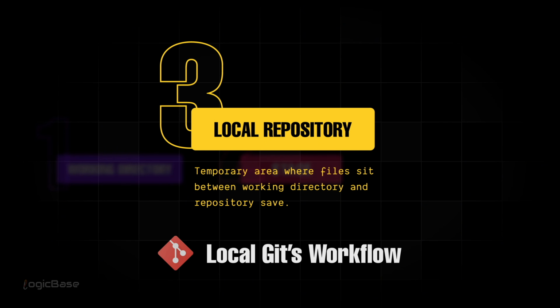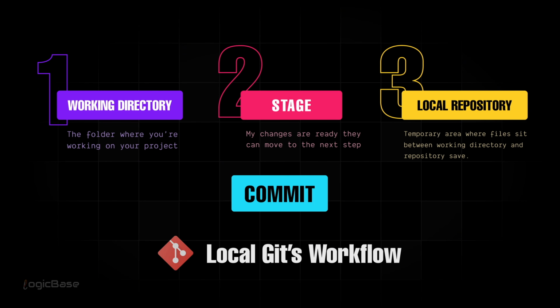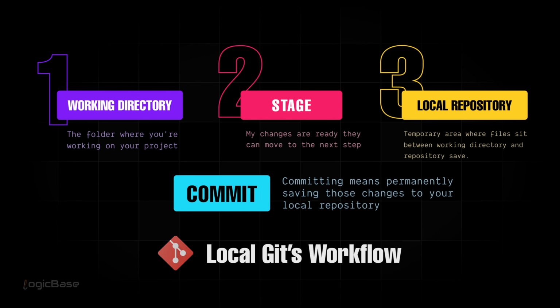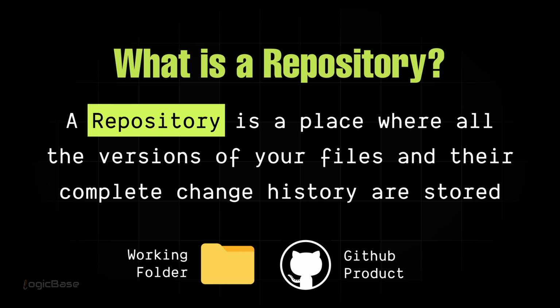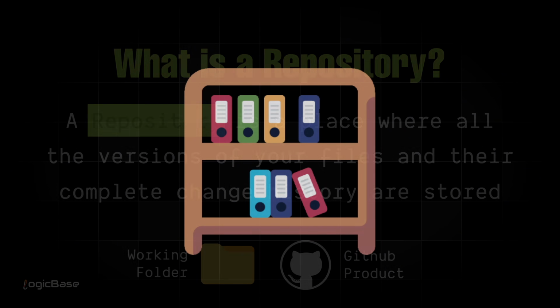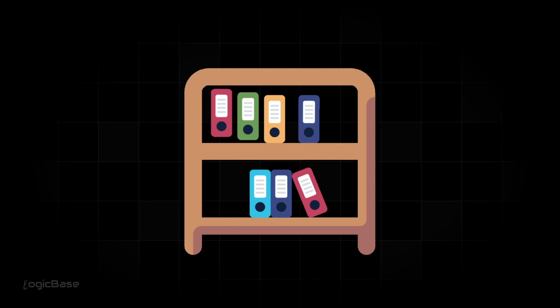Once you have reviewed everything and you are confident the work is correct, you commit it. Committing means permanently saving those changes to your local repository, locking them in as a recorded version of your project's history. Now, you might be wondering, what exactly is a repository? Simply put, a repository is a place where all the versions of your files and their complete change history are stored. In the case of a local repository, it's a specific folder on your own computer. For a remote repository, it lives on a cloud server like GitHub. You can think of a repository as a digital cabinet for your code, a secure place where Git neatly stores every record of your work and every change you have ever made.